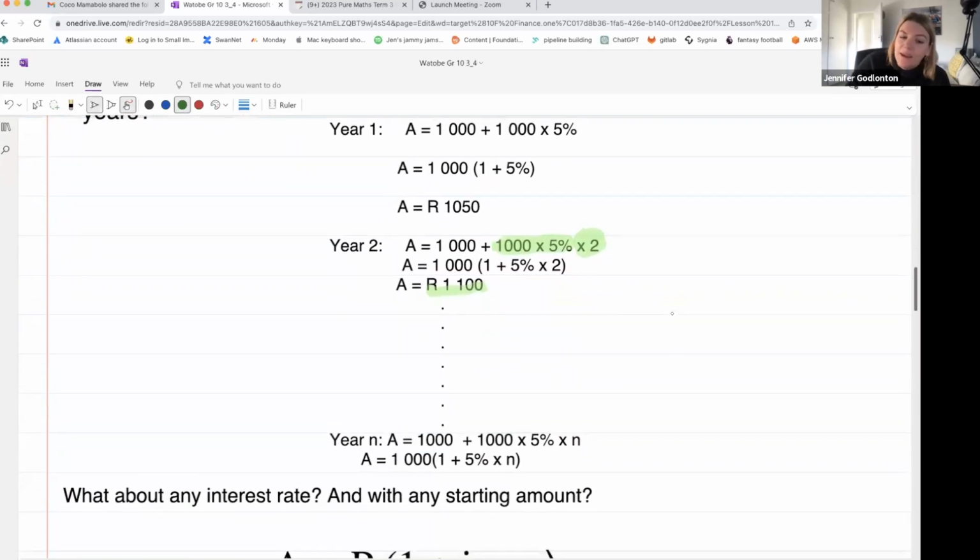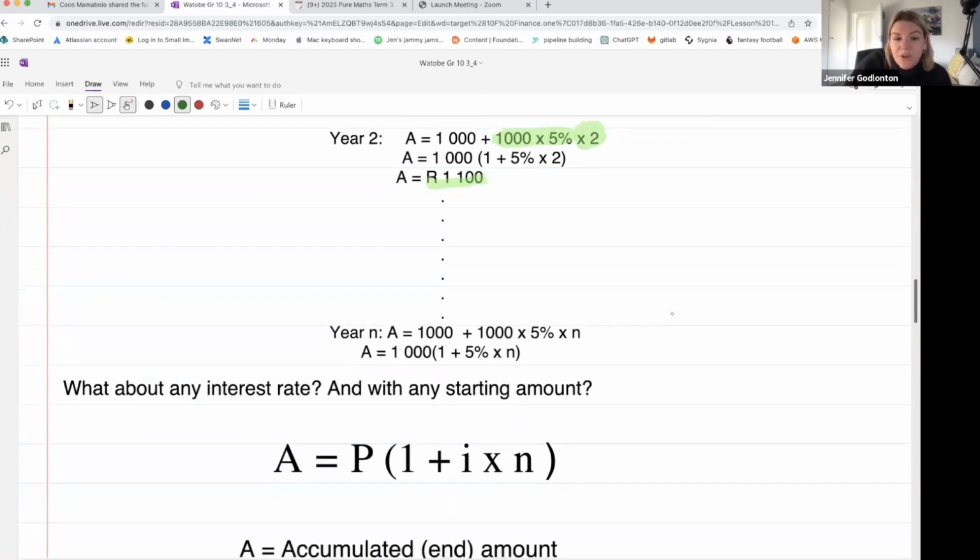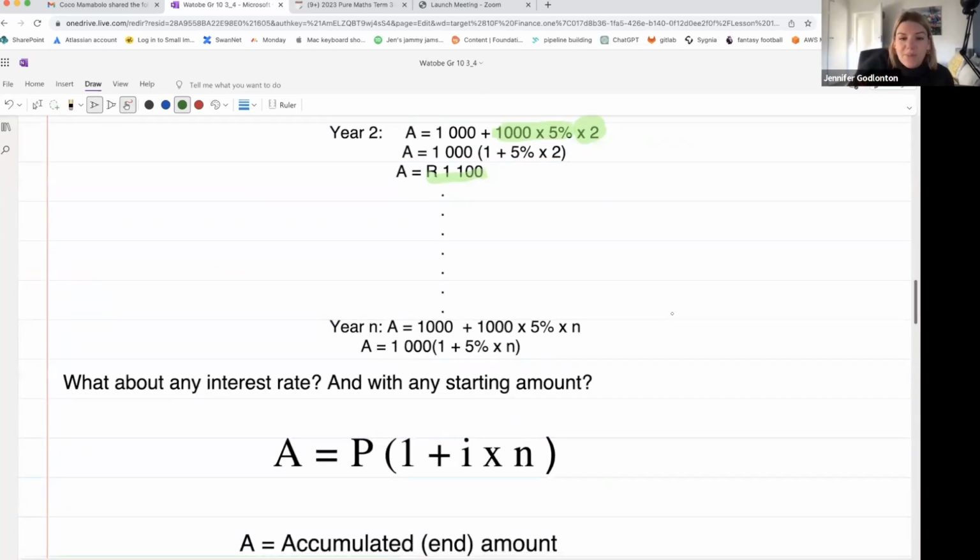If we were wanting to do this over n number of years, or we don't know the interest rate, or we don't know something, we get to use this beautiful formula. And I'm sure lots of you have seen it already in grade 8 or grade 9. We have A is equal to P, and then in brackets, 1 plus i times n. There are some very important things here.